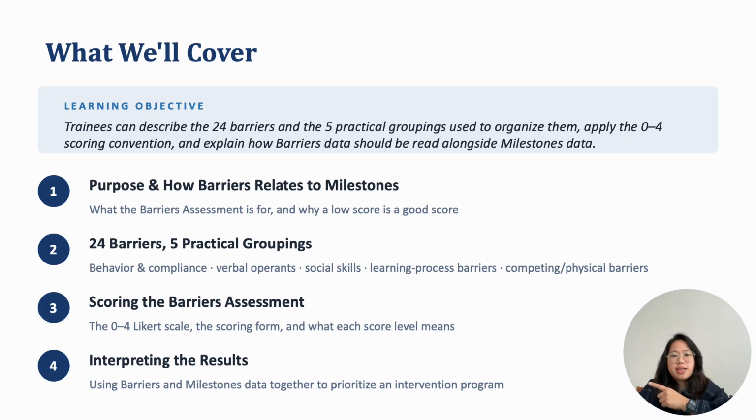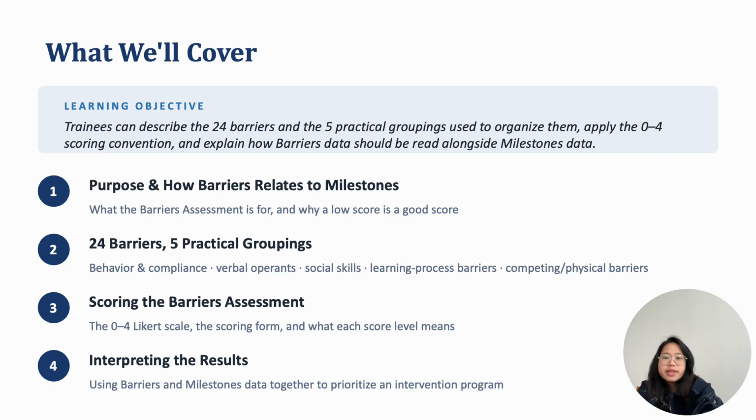There are four things we're going to cover today: why the barriers assessment exists and how it relates to the milestones assessment, because they are designed to be read together; the 24 barriers themselves, which we'll organize into 5 practical groupings for training purposes: behavior and compliance, absent and defective verbal operants, social and fundamental learning process barriers, and competing or physical barriers; and how scoring works on the 0 to 4 scale, and how to actually use barrier data alongside milestones to prioritize what an intervention program tackles first.